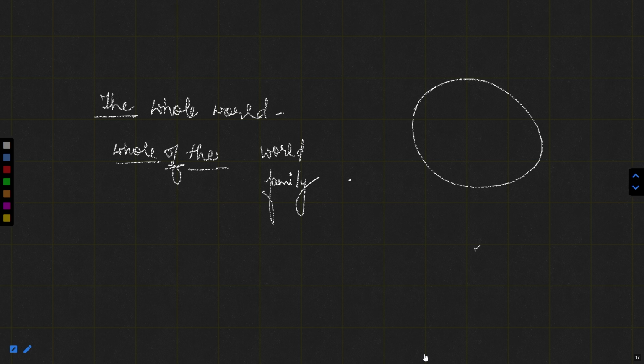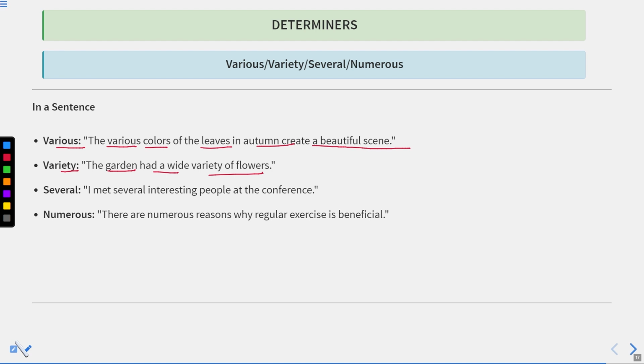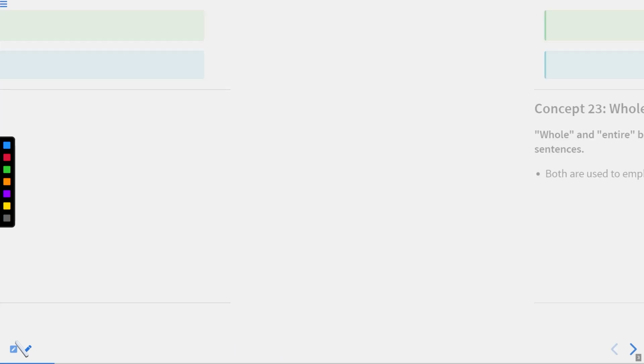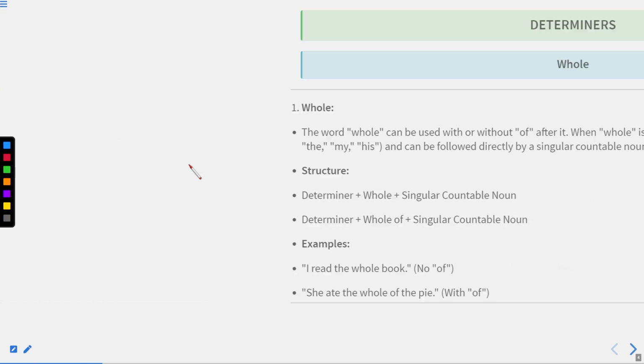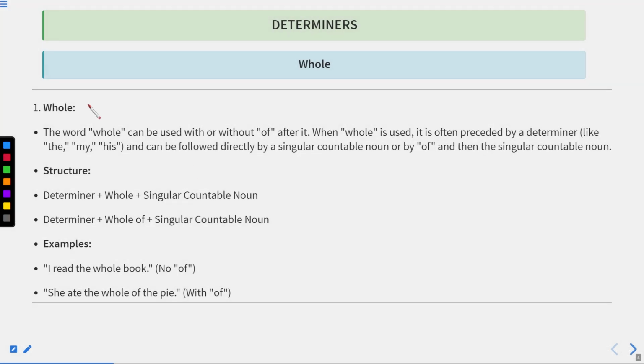Okay, I hope this much is clear to you, and if this much is clear to you, let me make you revise all these things first. So if you talk about whole and entire, you would find that both convey the meaning of total and complete, but they are indeed used somewhat differently in sentences. So let me again tell you these words with examples.